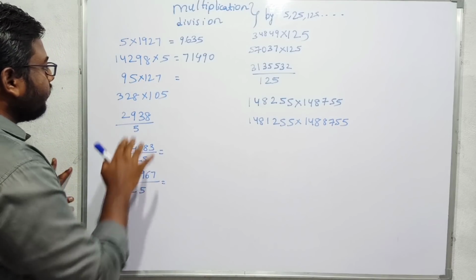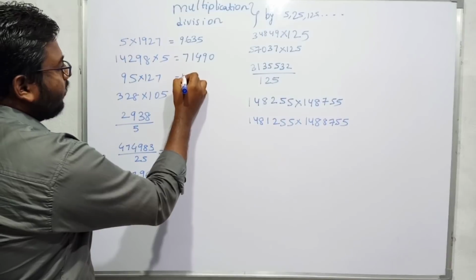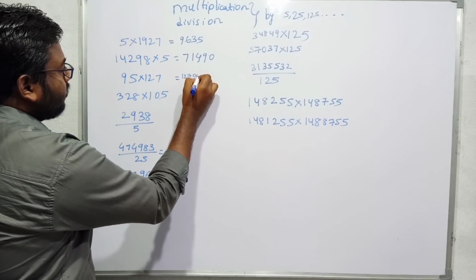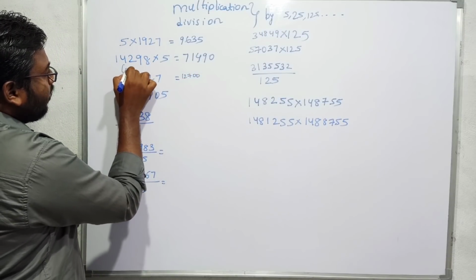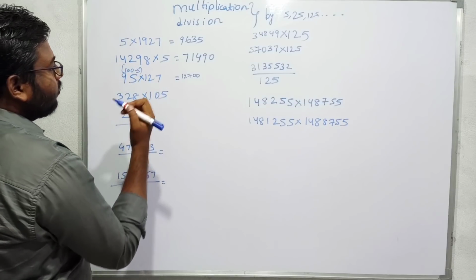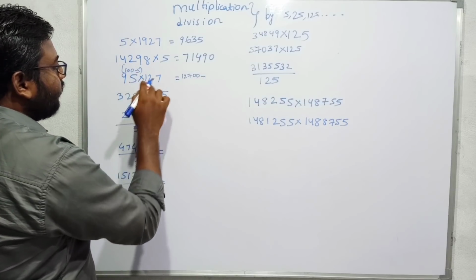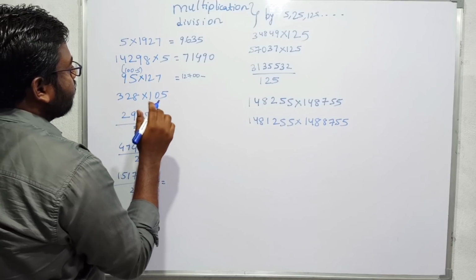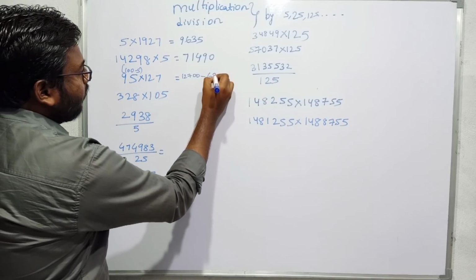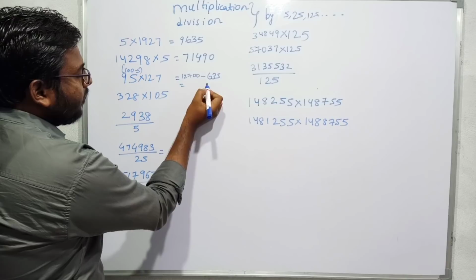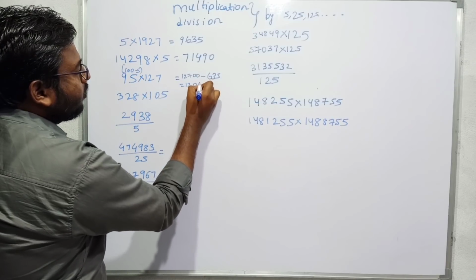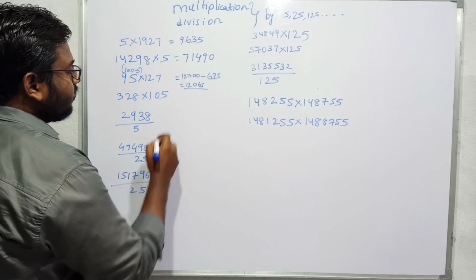So if I have to calculate 95 into 127, I will write this as 12700. That means I will write 95 as 100 minus 5. 12700 minus 5 into 127, which is 600 plus 35, 635. If I subtract 700 minus 635, this is 65, so 065. 12065 is the result of it.